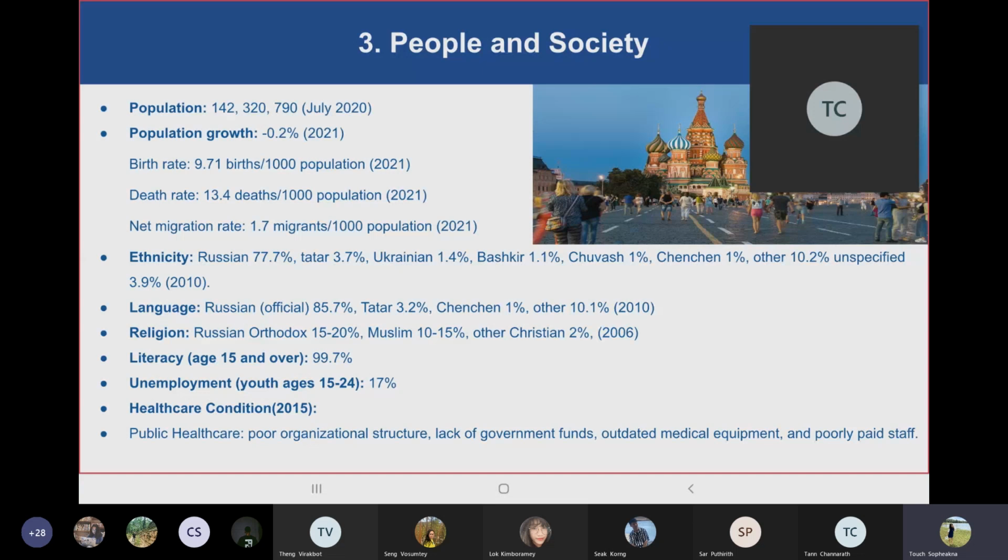In Russia, the total population is 142 million, estimated in 2020. And this year, population growth declined by 0.2%. In Russia, there are more than 120 ethnic groups and more than 100 languages. However, the majority of the people are still ethnically Russian, and the official language is also Russian. Regarding religion, most people hold the belief of Russian Orthodoxy. The literacy rate is 99.7%, and the employment rate between the ages of 15 to 24 is 17%. The healthcare condition in Russia is surprisingly poor, lacking government funds and with outdated medical equipment, and the medical staff there are not well paid.